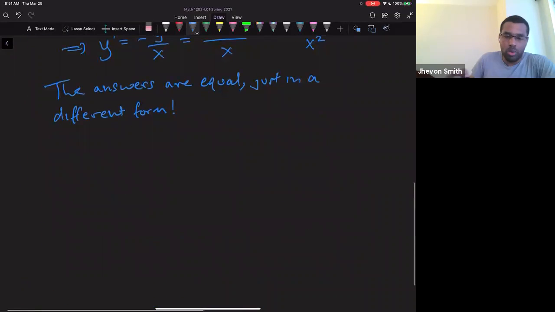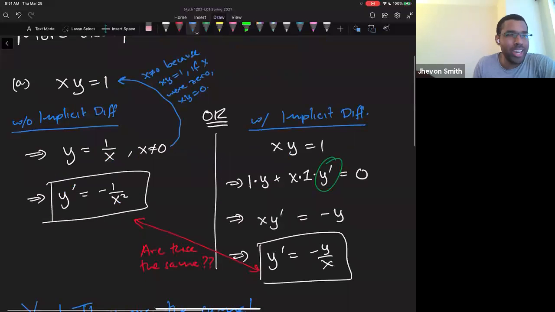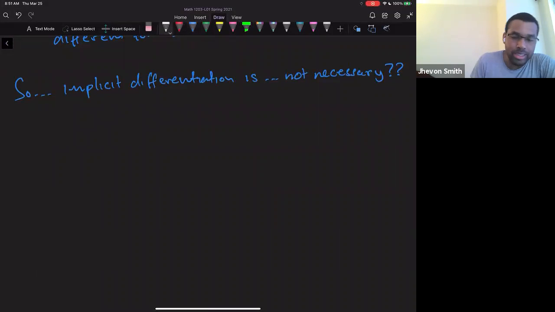At this point, you're probably wondering, so implicit differentiation is not necessary, right? I mean, really, why did I need it here, right? That's definitely a reasonable criticism, that if you were to tell me, why did I need to know this? So I'm not going to really harp on that yet, but allow me to show you another example.